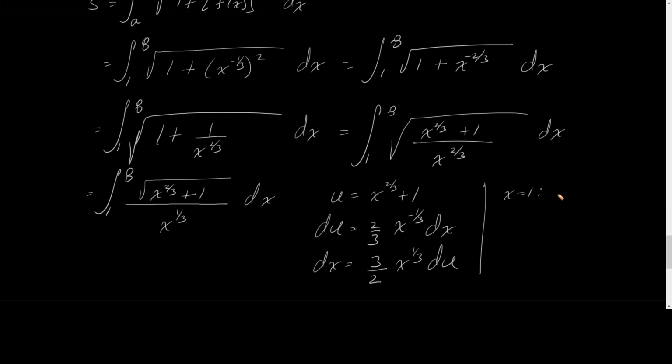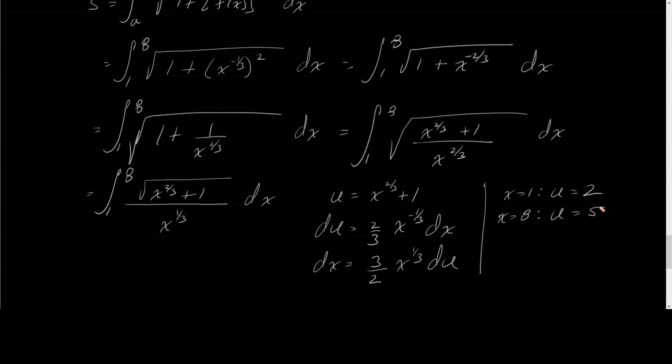When x equals 1, u is, well, 1 to the 2/3 is 1. 1 plus 1 is 2, so u is 2. When x is equal to 8, well, 8 to the 2/3 is the same thing as the cube root squared. The cube root of 8 is 2, and then 2 squared is 4, and then 4 plus 1 is 5. So u is 5.